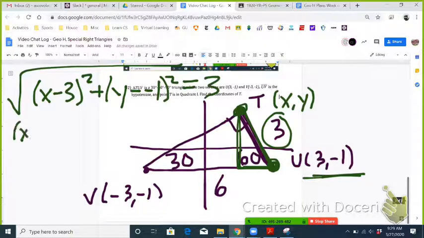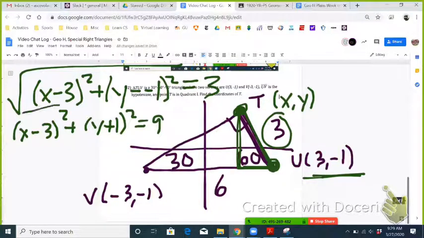Square both sides, and you get x minus 3 squared plus y plus 1 squared is equal to 9. Alright, now this equation has 2 variables, so we're going to have to set up another equation.